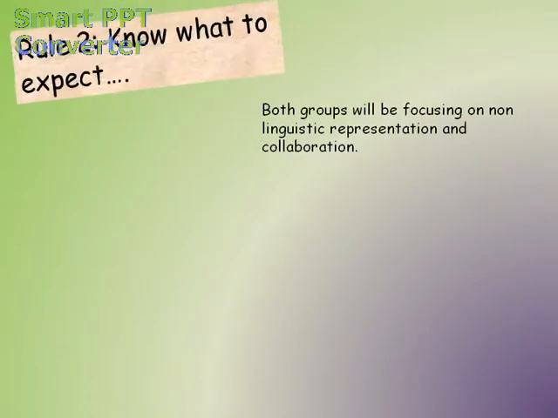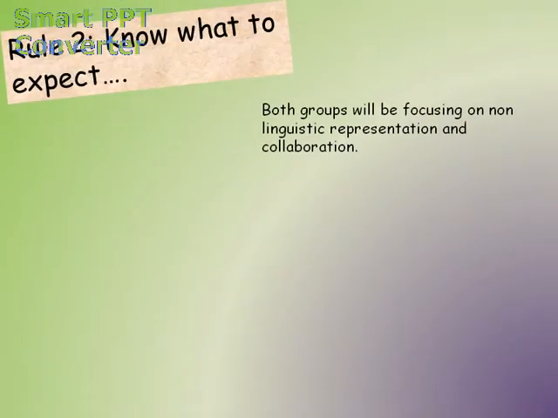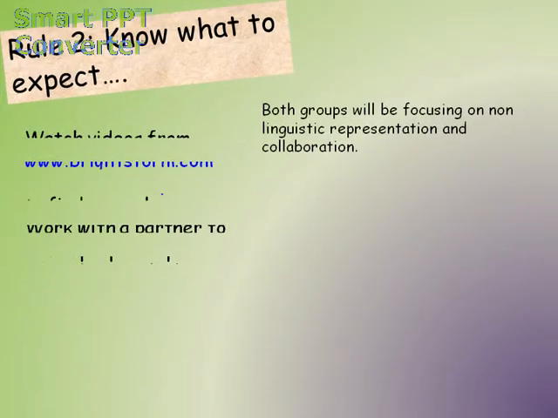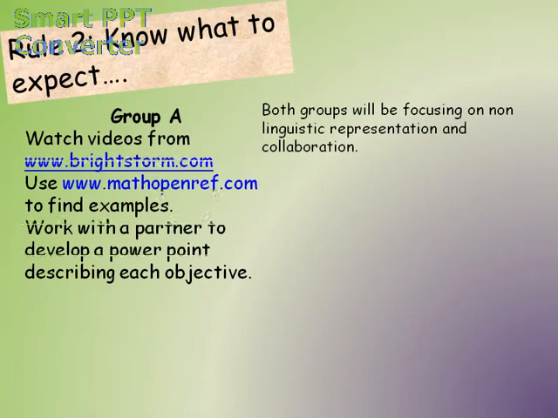Rule 2. Know what to expect. Both groups will be focusing on non-linguistic representation and collaboration, which are strategies I found in the book Using Technology with Classroom Instruction That Works. Group A is my technology group, and they were allowed to watch videos from Brightstorm.com and use MathOpenRef.com to find examples to create a PowerPoint demonstrating how to find interior and exterior angles of polygons. They were allowed to work with a partner and had to present the material in class.